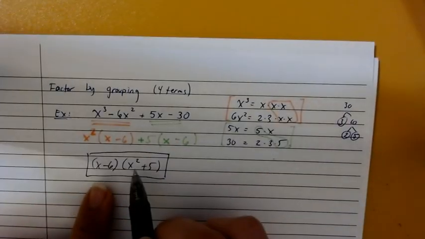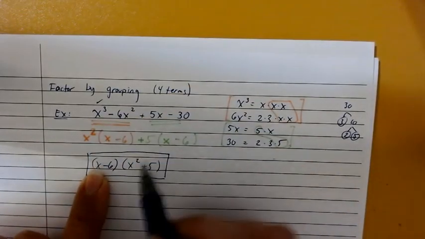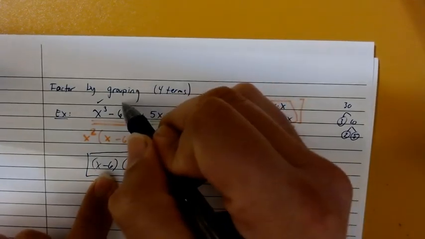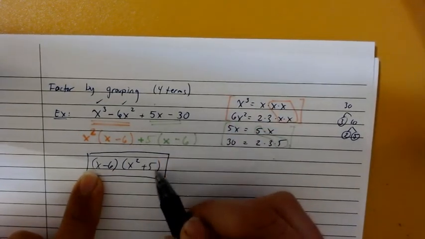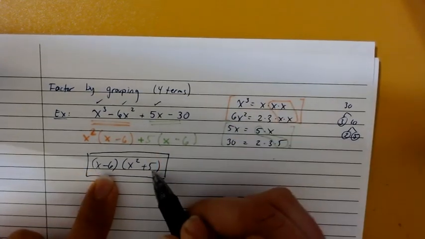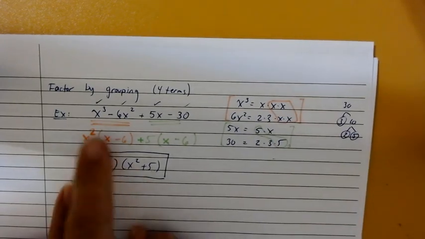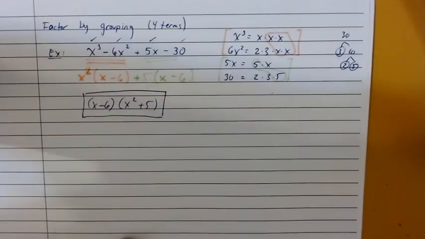Look, if you multiply this, what's x times x squared? Well, that's my x to the third. What's negative 6 times x squared? Well, that's negative 6x squared. Okay, well now what's my 5 times my x? Well, that's my 5x. And what's my negative 6 times my 5? Oh, well, that's my negative 30. If you multiply these out, distribute, that gives you back the original polynomial. So that is my result.